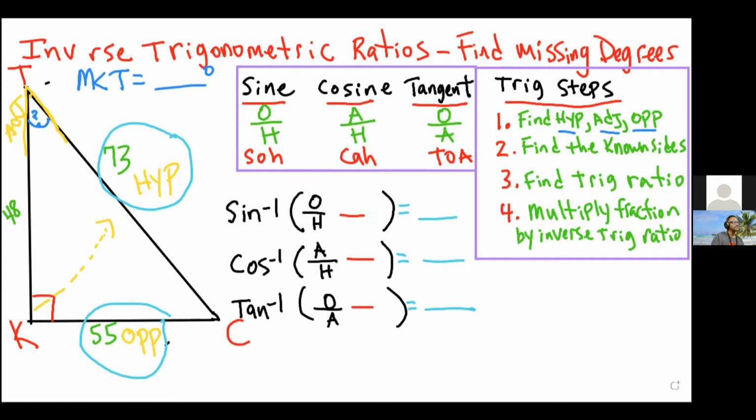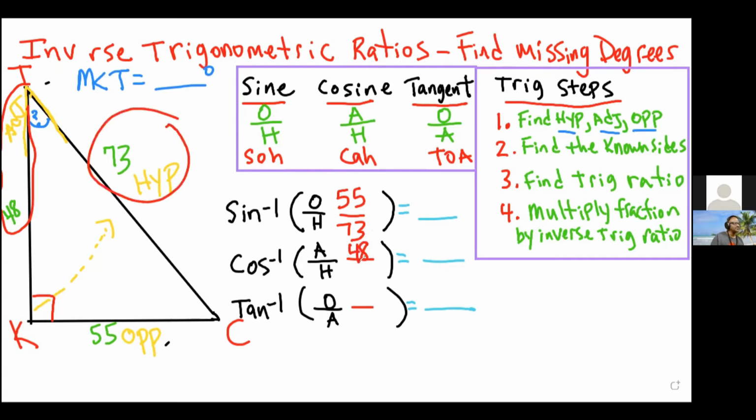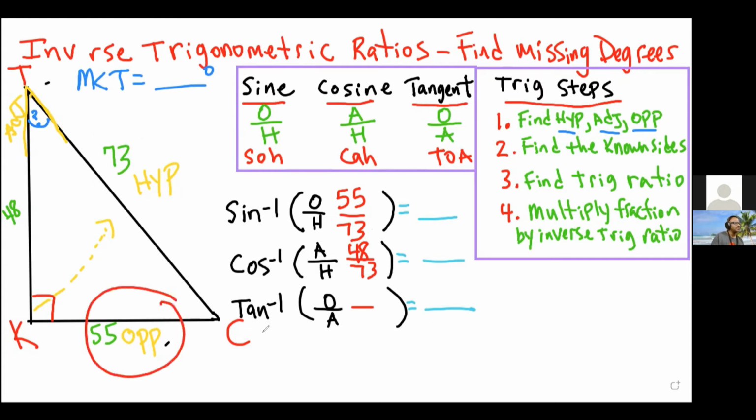The next one here says A over H, which is cosine. Well, what is A over H? What is A? Yeah, adjacent is right here, which is 48, right? And what is H? Yes, H is right here, the hypotenuse, which is 73. So we put 73 there. What is tangent? O over A, right? So we're talking about O, which is 55, and A we know is 48.